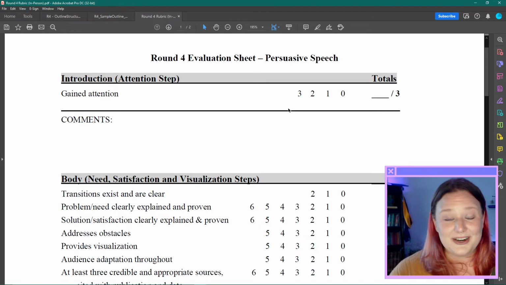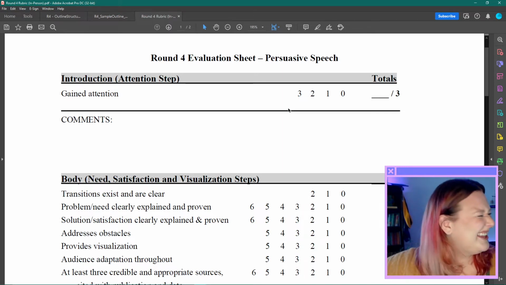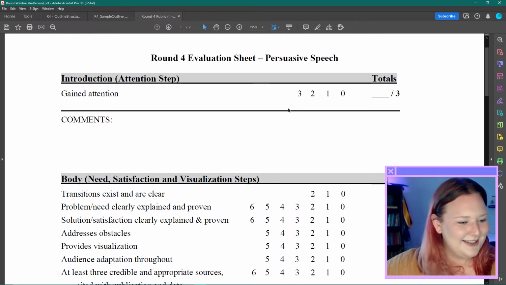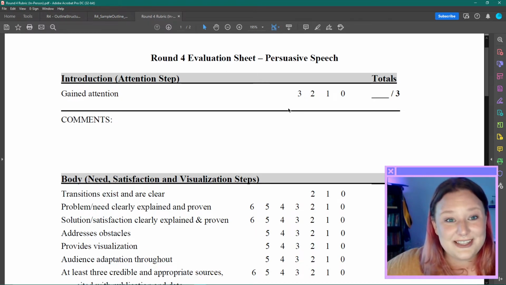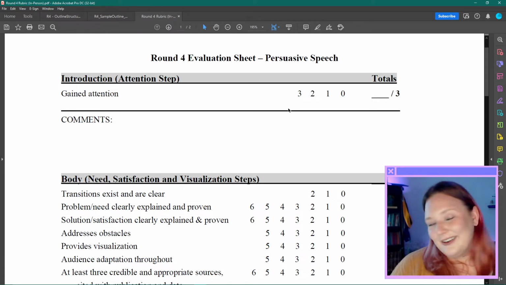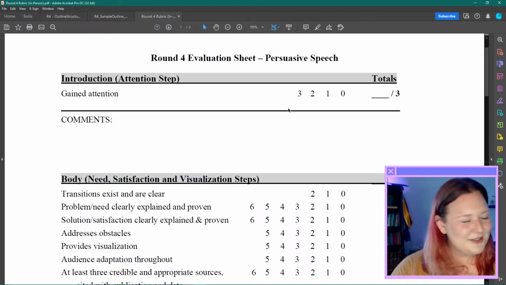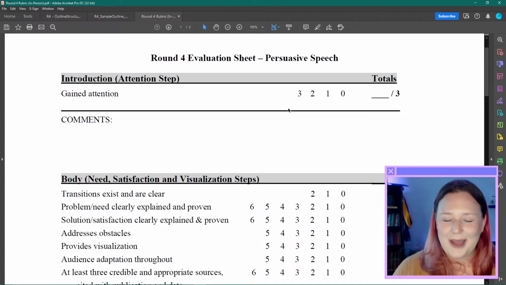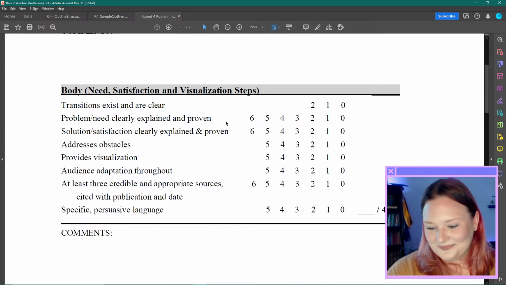Remember, in your introduction, I don't want to hear anything about your solution or satisfaction yet. No spoilers yet. Because before you can convince us to do something, you have to convince us that there's a problem to solve. So don't get ahead of yourself. No mentioning of your solution or satisfaction. That's step 3 in your speech. Just grab our attention as best as you can. That's all I'm looking for in that introduction.